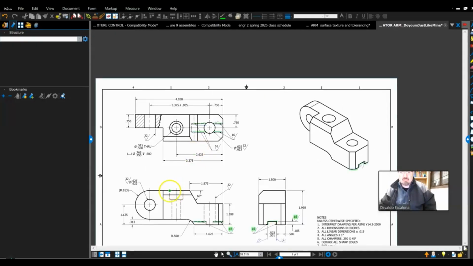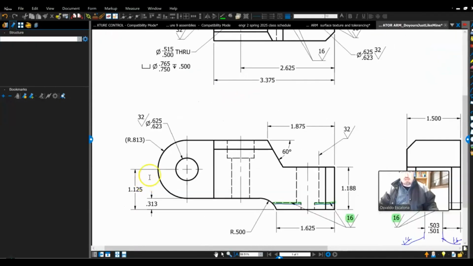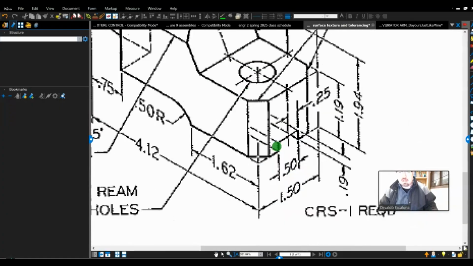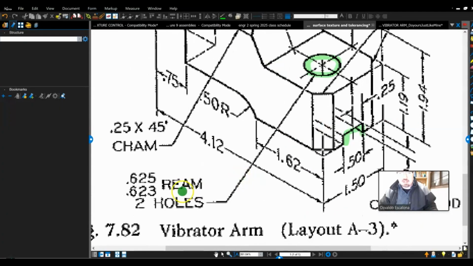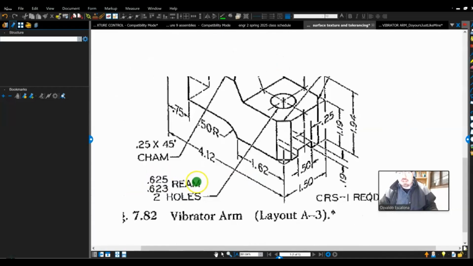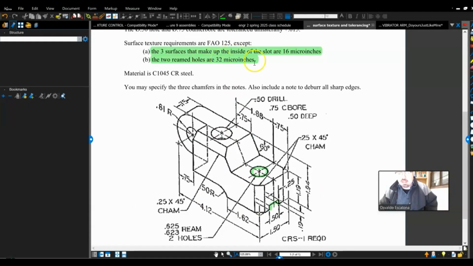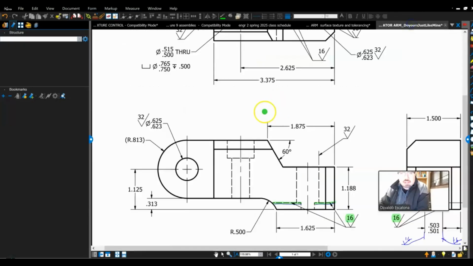Hopefully that makes sense. You guys will notice also in your assignment, it's telling you where you have a reamer, when you have a reamed hole, you also need to add surface finish. In fact, if I were to look at the instructions, it tells you that you're supposed to apply 32 microinches. So this hole needs to have 32 microinches. So again, where would I see it?